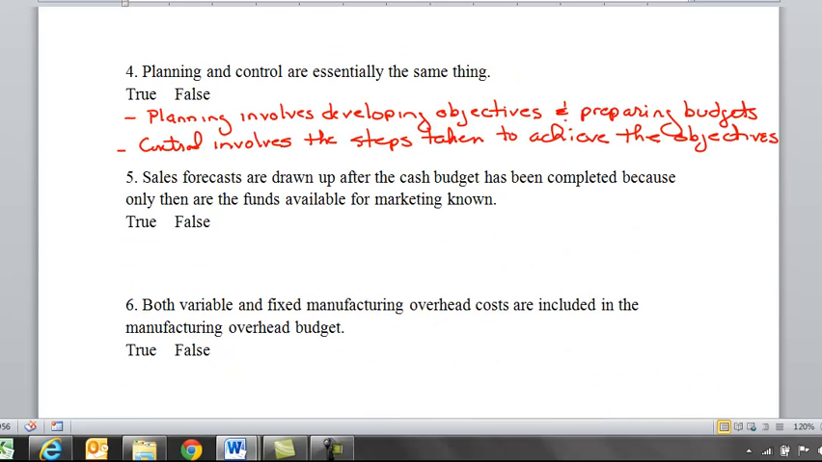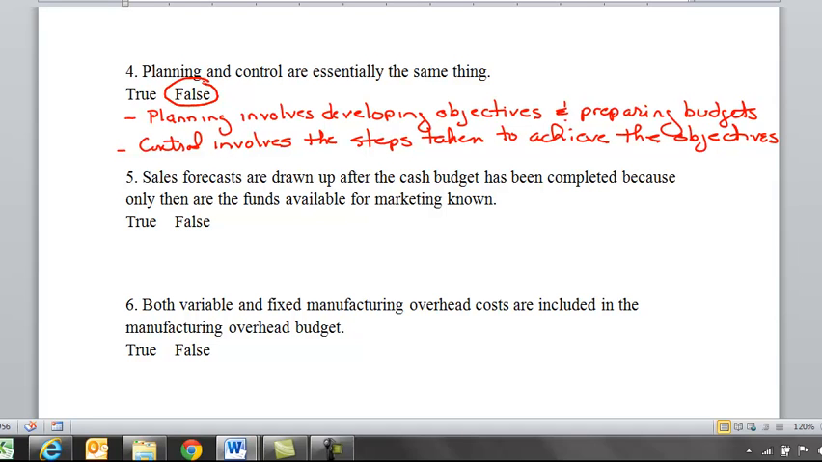Number 4, planning and control are essentially the same thing. And I have here, planning involves developing objectives and preparing budgets, whereas control involves the steps taken to achieve the objectives. So two very different definitions of each of those steps.